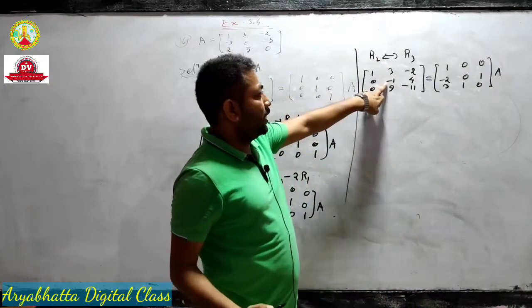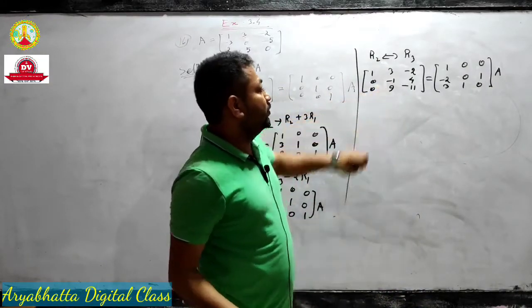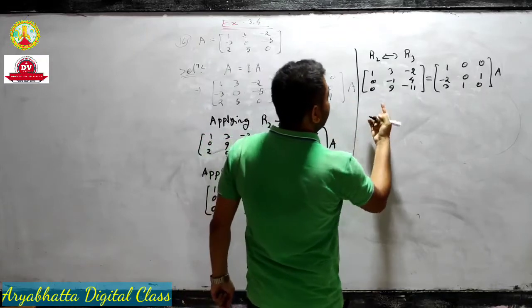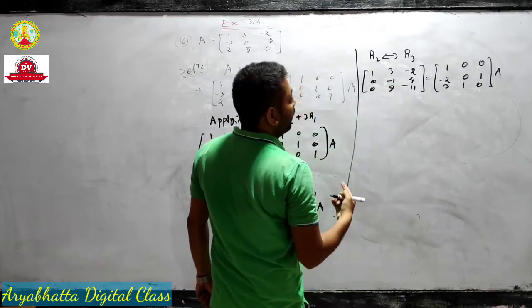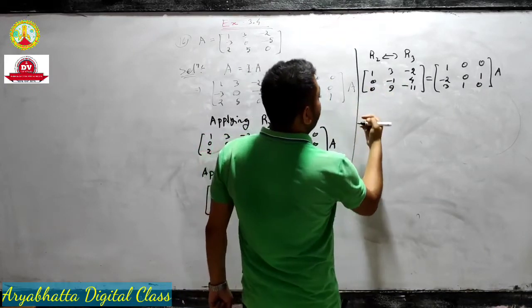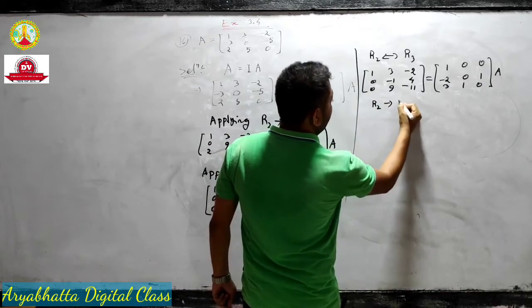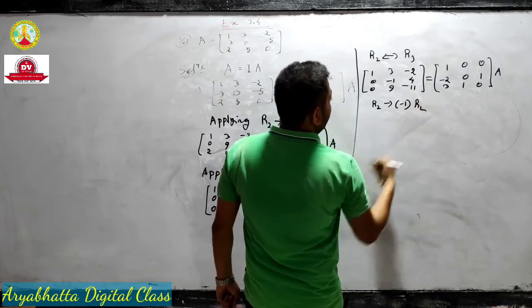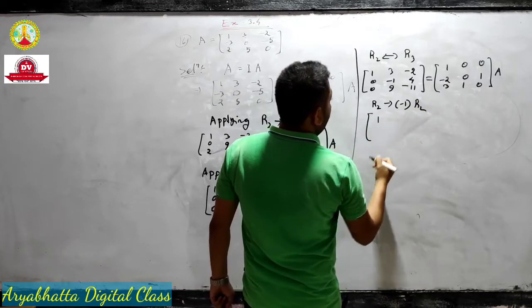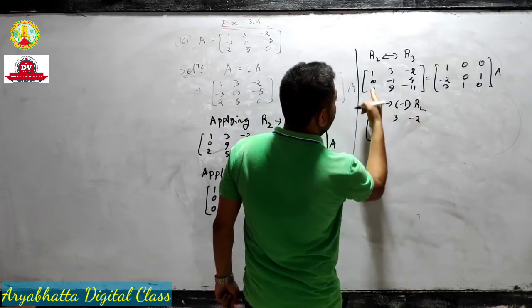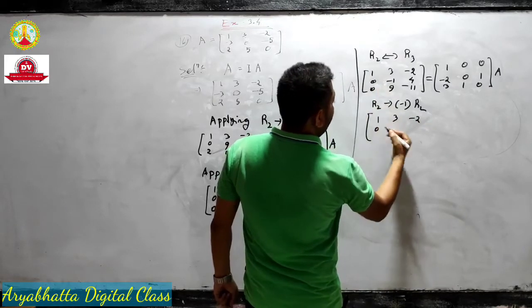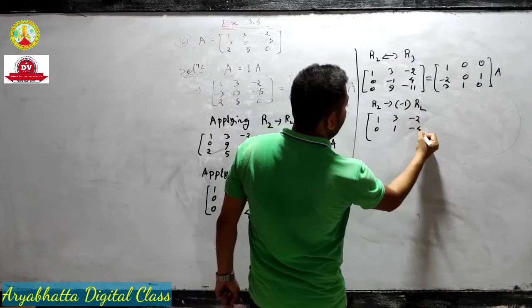Next, these elements have to be equal to 1. Therefore, we multiply each element of R2 by minus 1. Then R2 tends to minus 1 into R2, and we have 1 3 minus 2, 0 minus 1 into minus 1, 1, 4 into minus 1, minus 4.